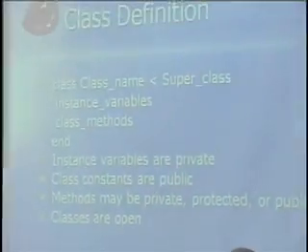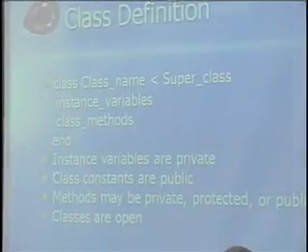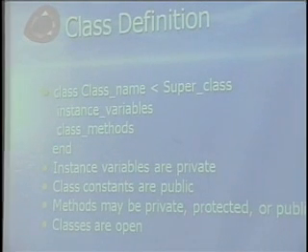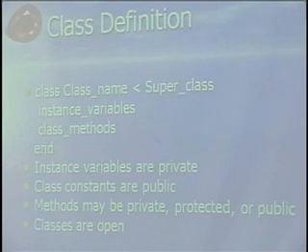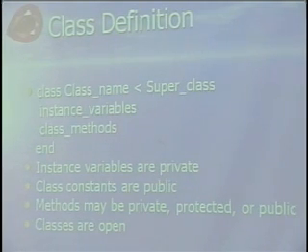Then you define the methods. Instance variables are always private, so you have pretty good encapsulation. So you cannot look at an instance variable directly. You need to use the get and set methods. Class constants are always public. Methods could be private, protected, which means visible only in subclasses, or public.